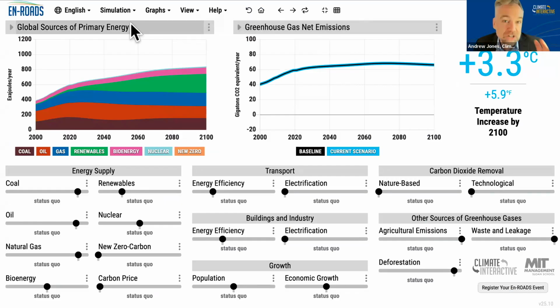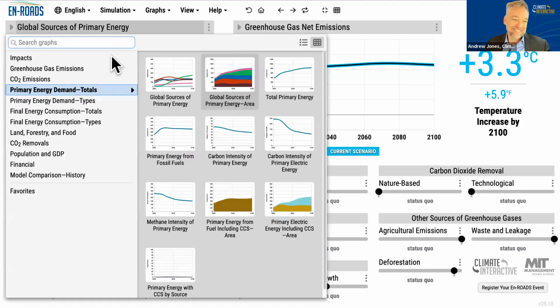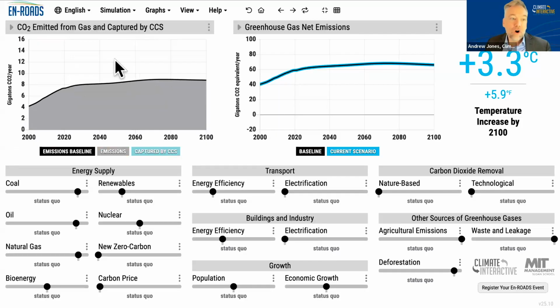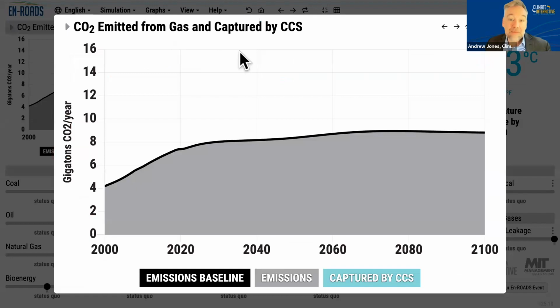So would you like to try gas CCS or direct air capture CCS? Dealer's choice. Okay, so gas. Here is overall carbon dioxide emitted from gas and then captured by CCS. There's none captured by CCS. It's going to be blue when it happens.